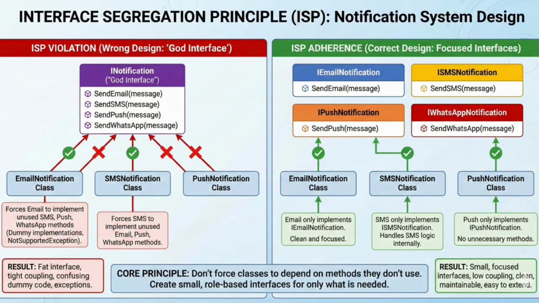Practical behavior. Example: if SMS has limitations like shorter message length, it can handle the behavior internally, truncate, split message, etc., without being forced to implement unrelated features like email or push. No empty methods, no forced features, no broken contracts. Everything is structured, logical, and predictable.